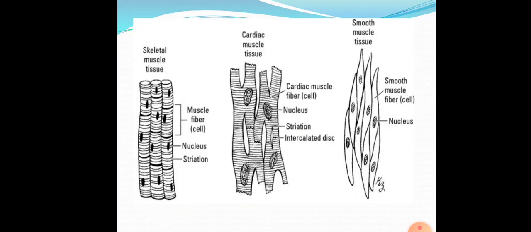You can see in the first diagram the skeletal muscle fibers in a bundle. If you see a single skeletal muscle fiber, it is an unbranched fiber which consists of many nuclei, and you can see dark and light bands, lines, in the diagram. Those are the striations.